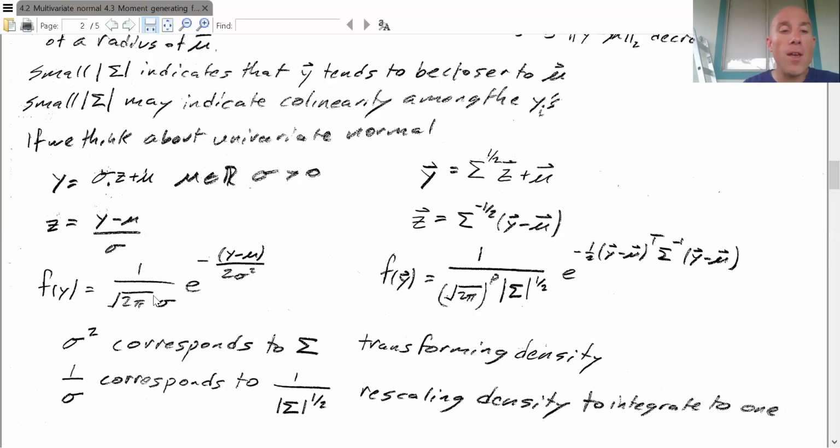Well, the 1 over sigma rescales this density so that, I should have a square right there. I'm so ashamed of myself. The 1 over sigma rescales so that the density integrates to 1, so that we have a proper probability density. Well, what does the square root of the determinant of sigma do? Well, it also rescales the density so that it integrates to 1.